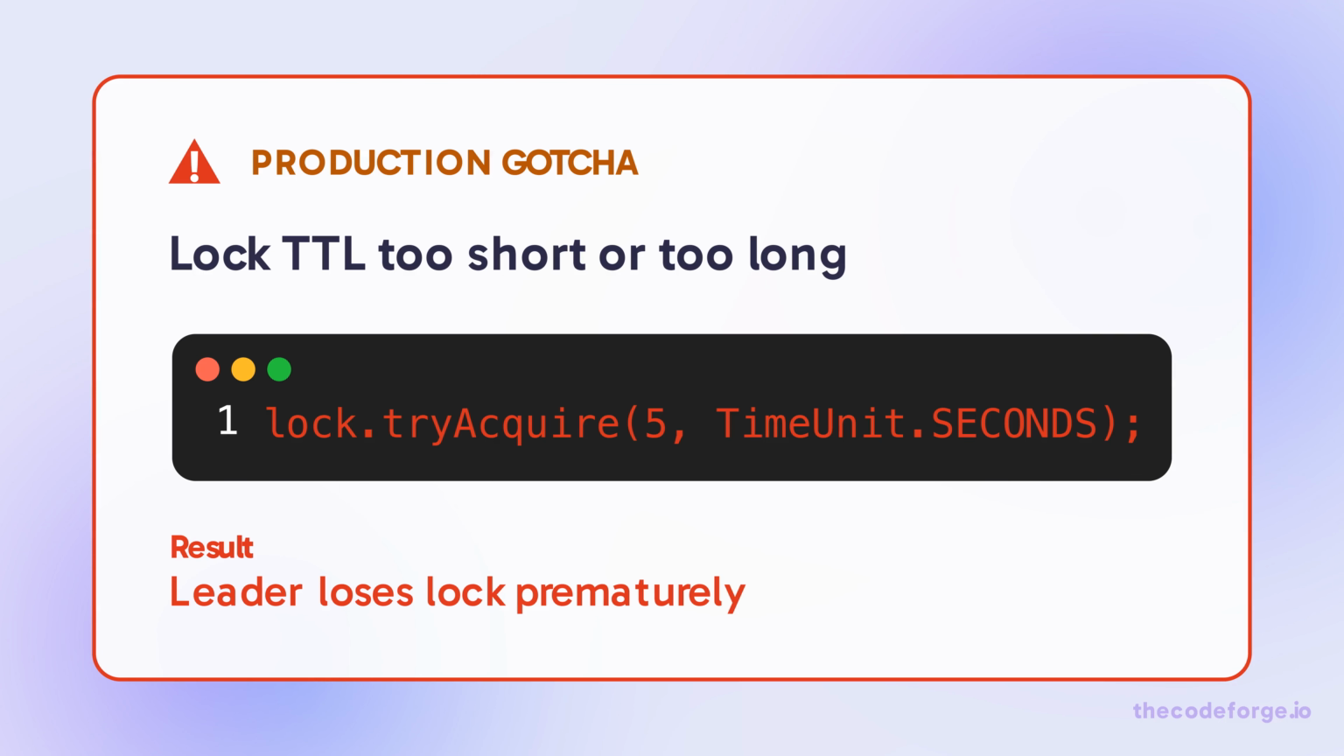If your lock TTL is too short, the leader might lose the lock before it finishes critical work. If too long, failover takes forever. Start with 30 seconds and monitor.